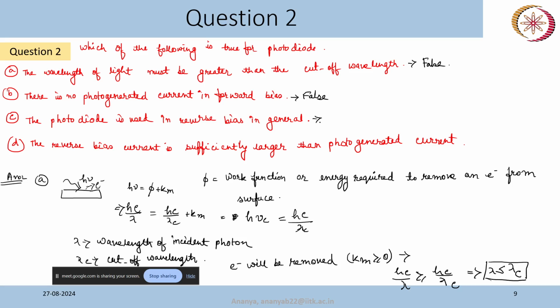Third point is already true, that we already discussed. And the last point is the reverse bias current is sufficiently larger than the photo generated current. No, it is less, and that's why we can detect the photo generated current, right? So this is also false. So our answer is C.